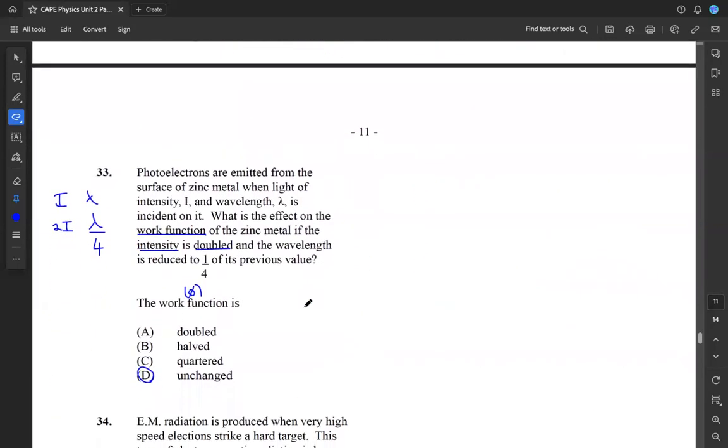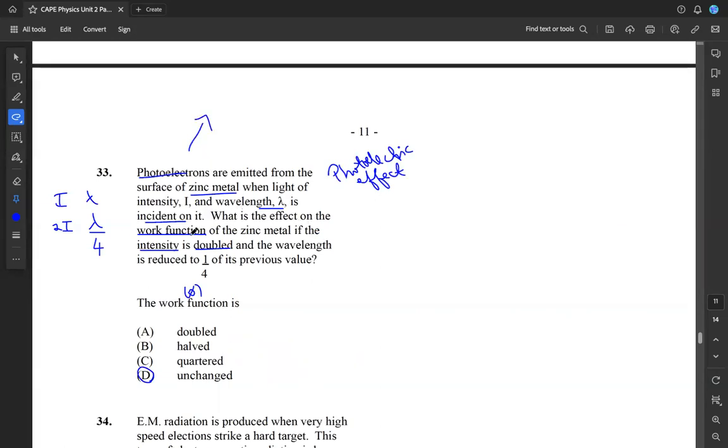So 32 says that photoelectrons are emitted from the surface of a zinc metal when light of intensity I and wavelength lambda is incident on it. So they're talking about the photoelectric effect. So the photoelectric effect is what this question is about. So we have a zinc metal, and we shine light of intensity I and lambda on it. Some photoelectrons are gonna get kicked off and they're gonna get emitted, right?